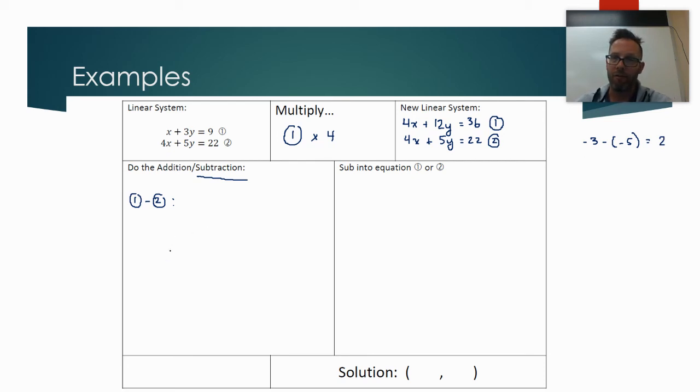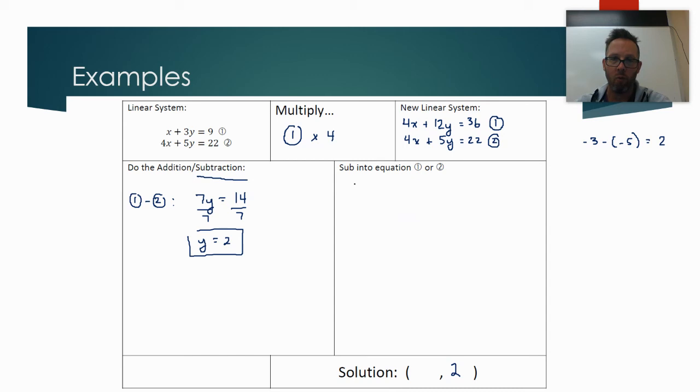All right, so let's do the subtraction. 12y minus 5y is 7y. 36 minus 22 is 14. That works out good because you divide by 7, you get that y is equal to 2. So now the y value is 2.